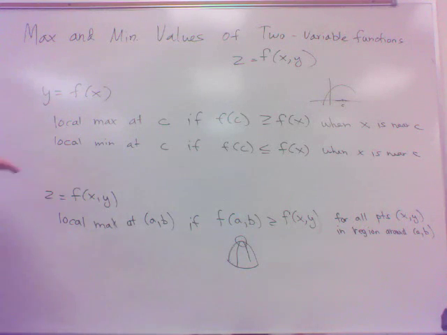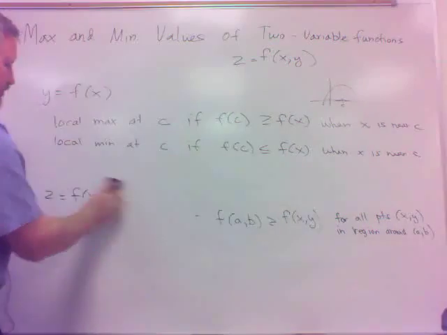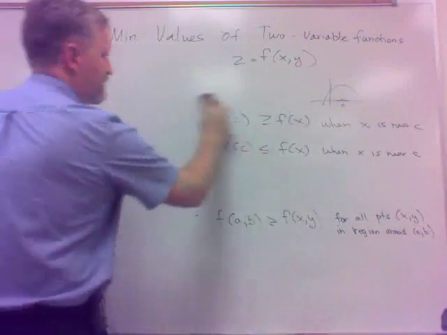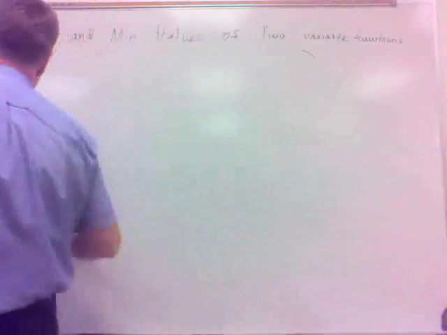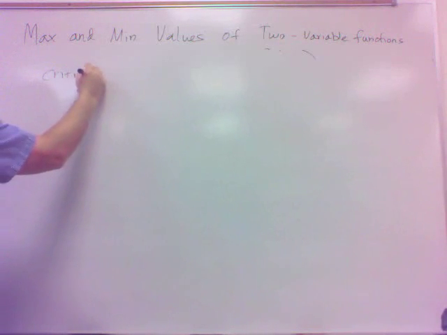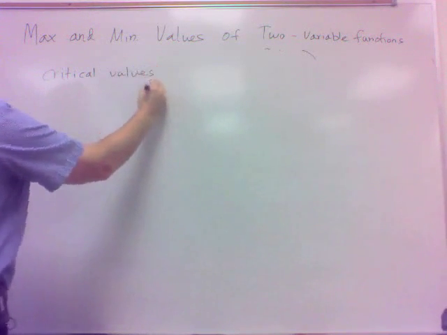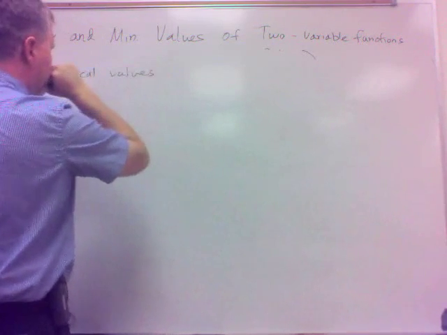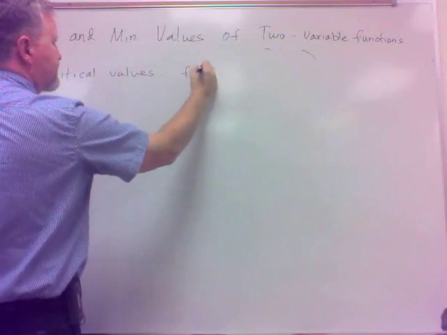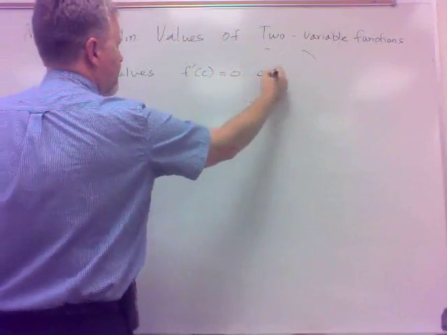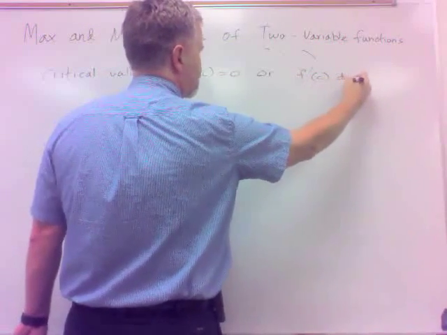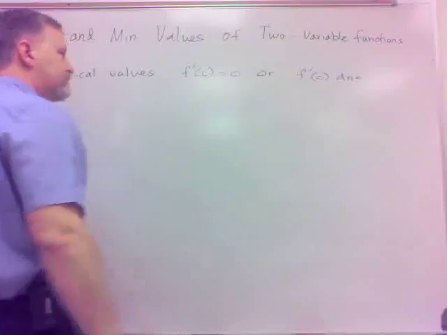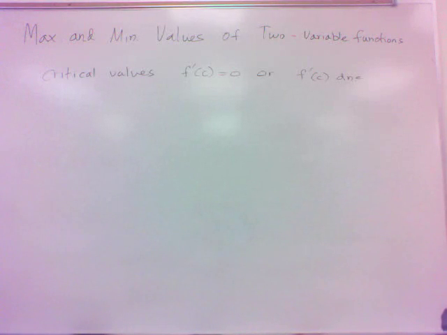Now, also recall where we looked for these local max and min values. Remember what we looked for? We looked at the critical values. And critical values, tangent line horizontal: f prime of C equals 0, or we also could have f prime of C does not exist. That's where you look for local maxes and mins.